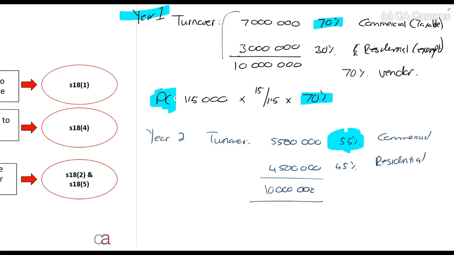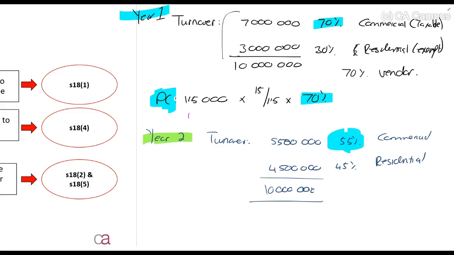So if I had bought a computer today, how much would I have claimed? I would have claimed 115 times 15 over 115 times 55%. So can you see, guys, this is going to be a problem for SARS as well, because SARS said, you claimed 70%, but now in year 2 we see you should have only claimed 55%. So you claimed too much input tax, so how are you going to fix it? By raising output tax. It can also go the other way around.